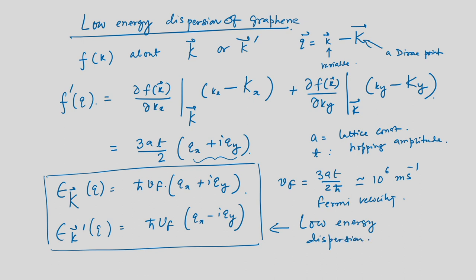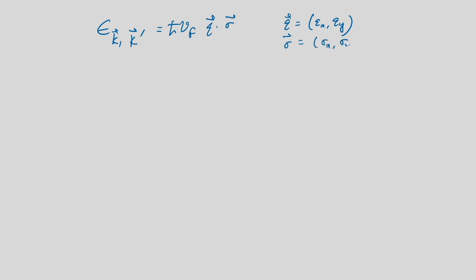So if we forget that we have done all this exercise and we want to write down a dispersion for this graphene, for the low energy dispersion, we can write it for K and K prime combined as epsilon equal to h cross v F q dot sigma, where q is a two dimensional wave vector, and sigma denotes the Pauli matrices. So this is like sigma x, sigma y, and sigma z, of course, but sigma z is not important because q itself is a two dimensional vector. So q couples with sigma, so this will be like q x sigma x plus q y sigma y.